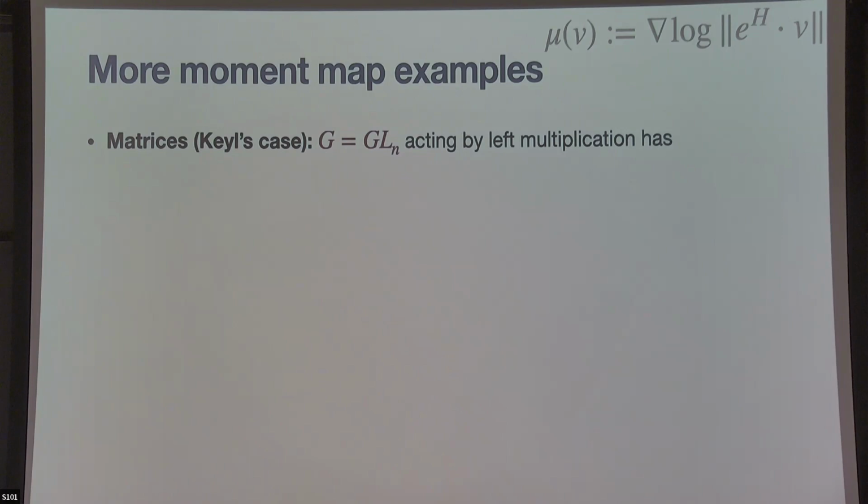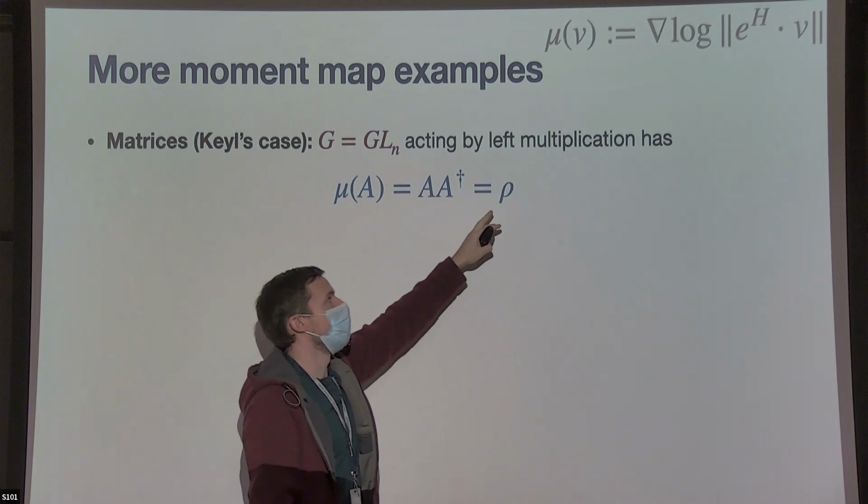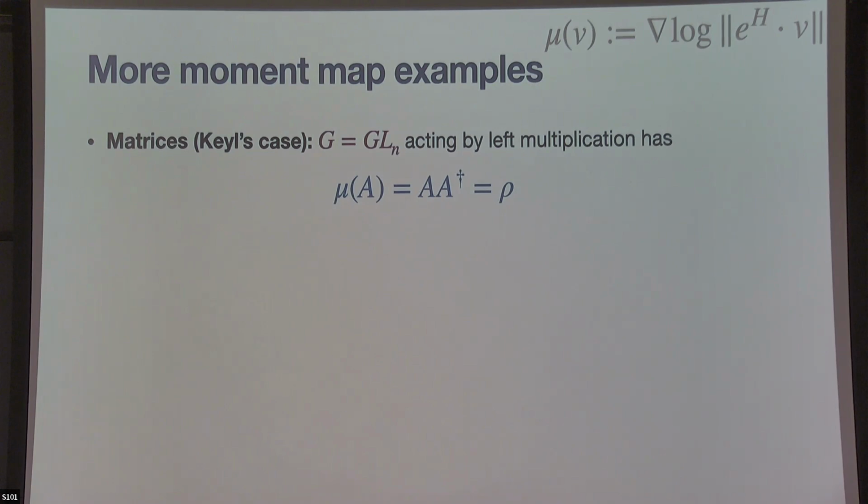So, some other ones. When we had GL_n acting on matrices by left multiplication, the moment map turns out to be A A transpose, which is the state rho that we were trying to estimate. So that's a good sign. In the previous one, mu was traceless. Right.